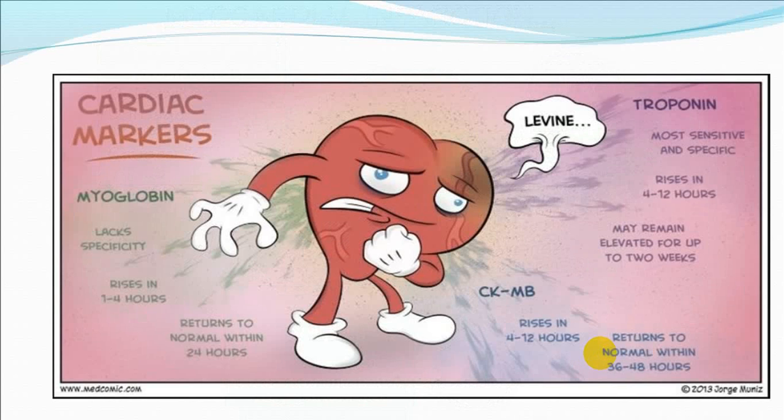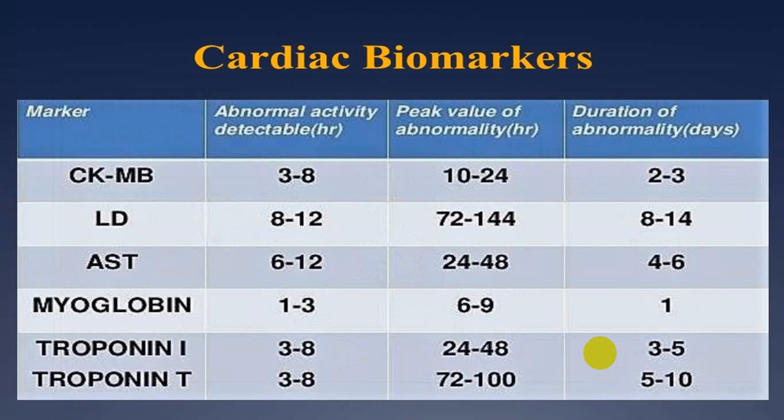Biomarker, we have already told you that troponin will be elevated, CPK-MB will be elevated. Myoglobin is also elevated, but it is routinely not done. We have already shown you this slide in ischemic heart disease that CPK-MB will be elevated for 2 to 3 days. Peak value will be within 10 to 24 hours, while in case of troponin, it is 24 to 48 hours and it will be elevated for 3 to 5 days. Troponin is more sensitive as compared to CPK-MB.